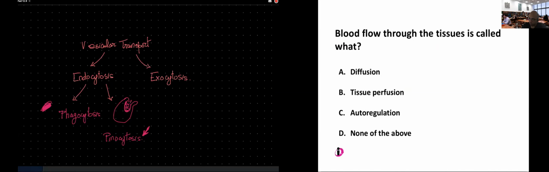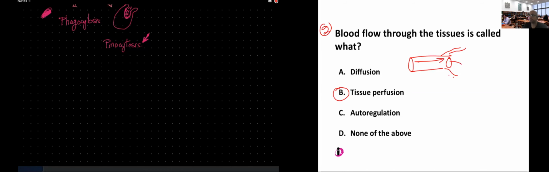For the second question for today, what do you think is the blood flow through the tissues? What do we call the blood flow through the tissues? Is it diffusion, tissue perfusion, autoregulation, none of the above? Allowing the blood or fluid to travel between the cells in a tissue is what we call tissue perfusion. Exactly. Tissue perfusion.